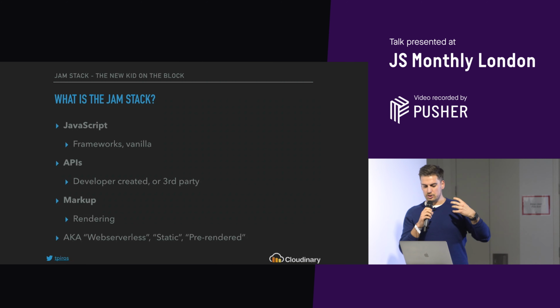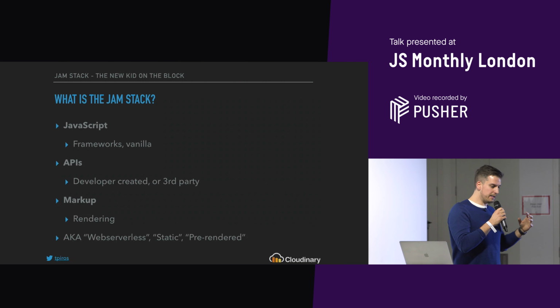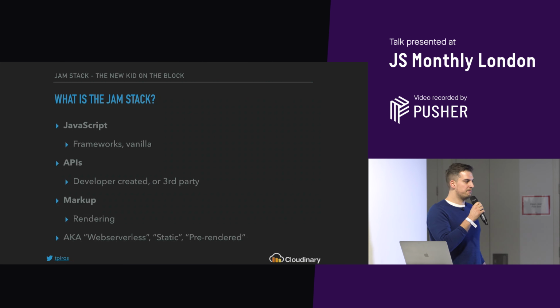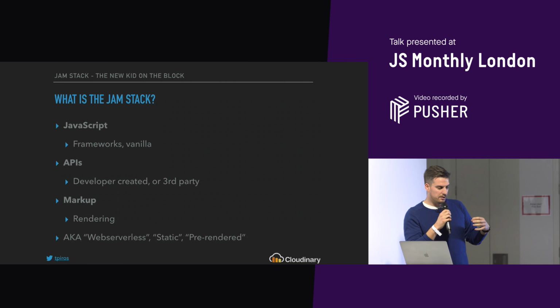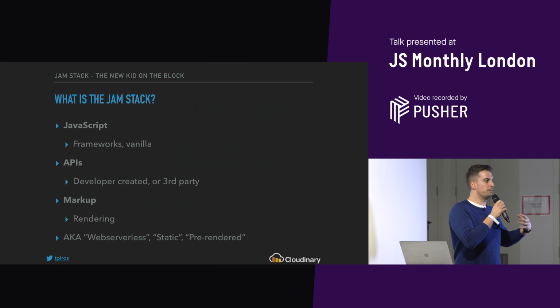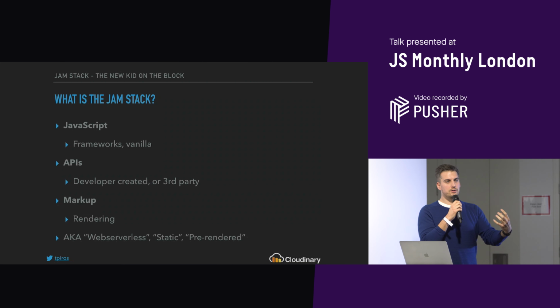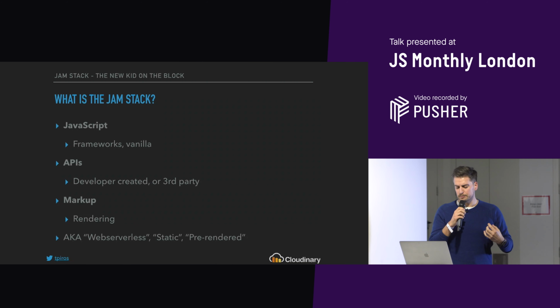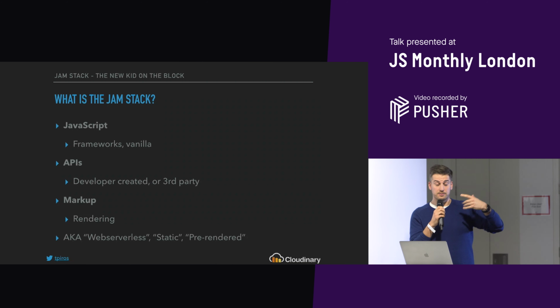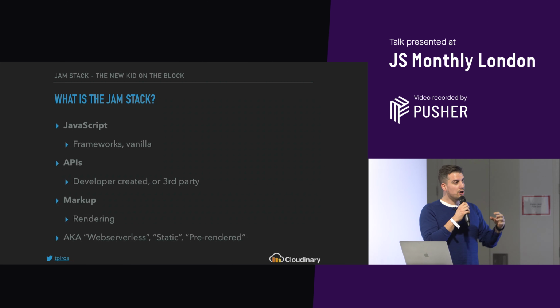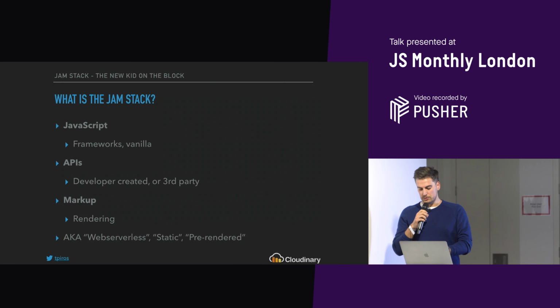So essentially, with the JAMstack, you pick your favorite JavaScript framework, or you write some vanilla JavaScript, so you work with JavaScript. You then have a bunch of APIs. It can be an API that you develop in-house, or it can be an API that you consume, like a third-party API. And then you pick a markup language as well, which you then use to render your entire application. Okay, so this is the core concept of it. Now, there's a lot more to it, and we're going to get to that towards the end.